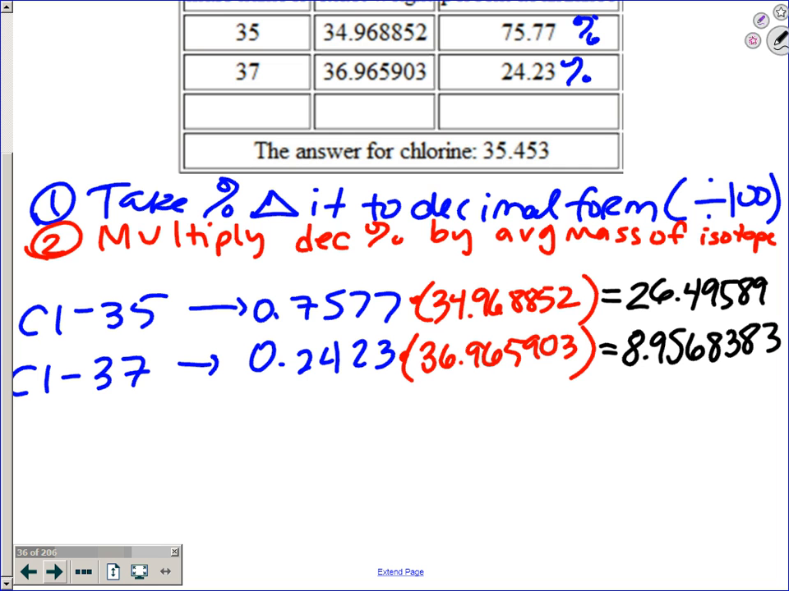We multiplied that decimal percent thing by the average mass. Now what do we do? Add the two together and don't do anything after that. So take these two numbers you guys just calculated, add them together. Ready when you are. 35.446. One more. That's it. That's all you got? Okay.